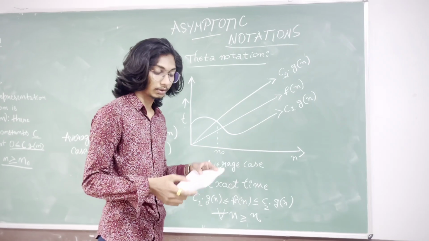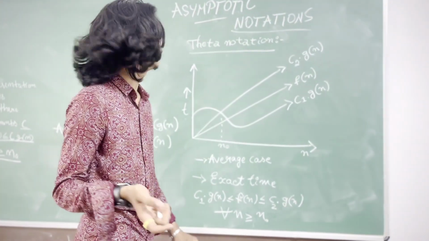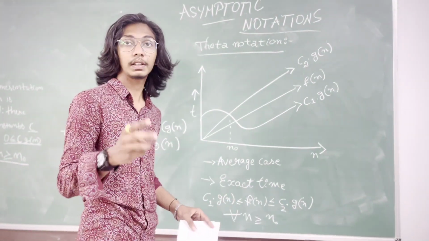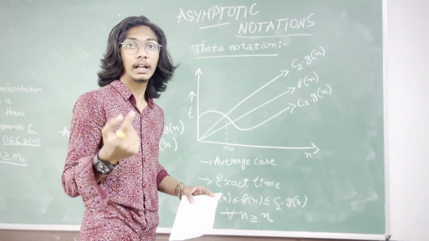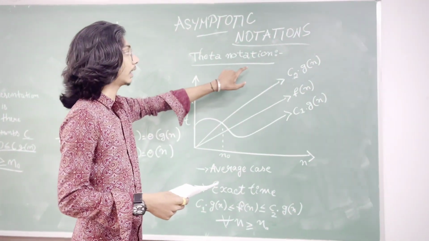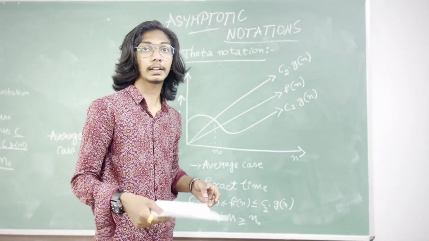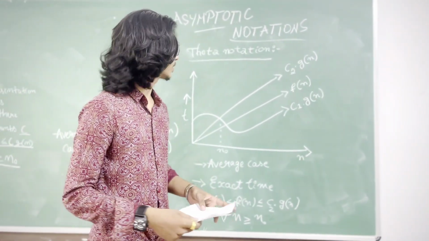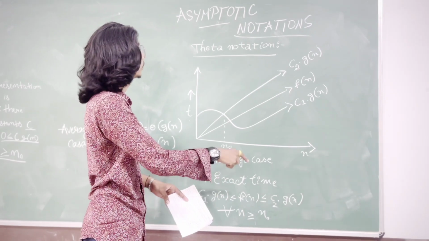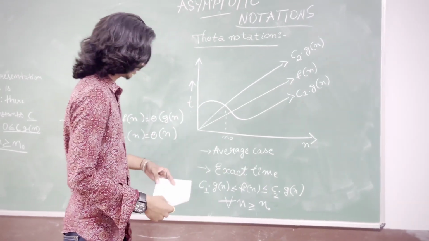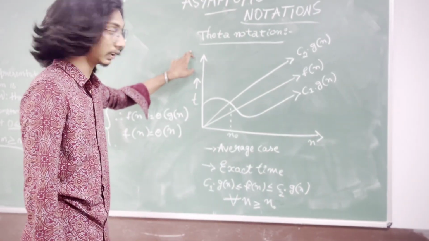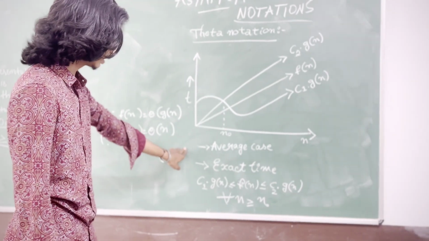Asymptotic notation describes the running time of an algorithm. In asymptotic notation, we can see three cases: best case, worst case, and average case. Here, theta notation is the average case. Average case theta notation means it is the time between the best case and worst case. It is a graphical representation of the theta notation. Here, it is the average case. It shows the exact time of the algorithm.